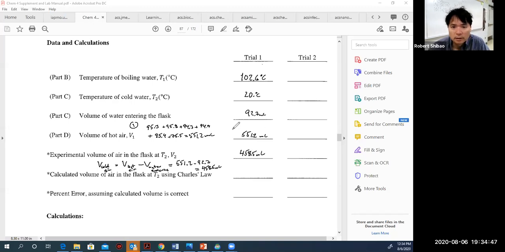458.5 milliliters. So this is the volume of the hot air here. This is the volume of the cold air here. Now we want the calculated volume of cold air in the flask using Charles' law. Charles' law just says that V1 over T1 is equal to V2 over T2. So they want us to calculate V2, which we'll say is the cold air.